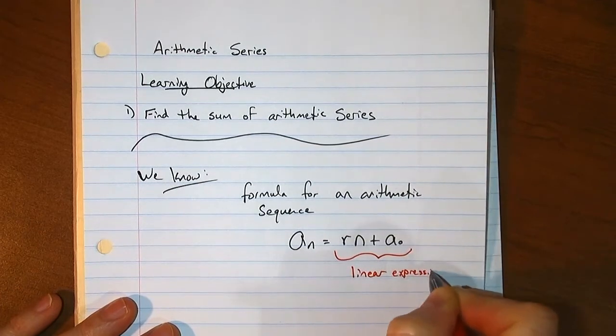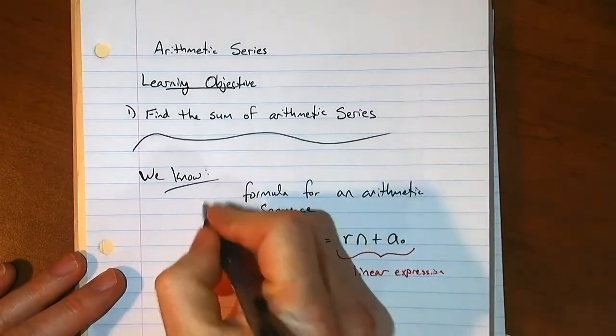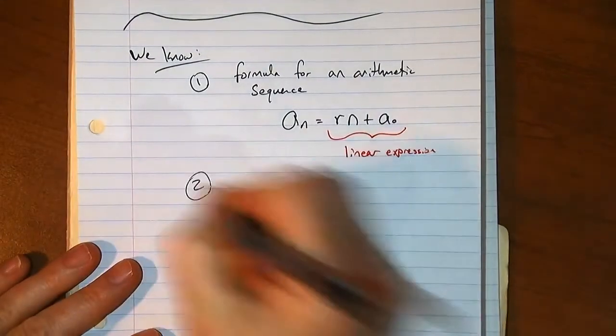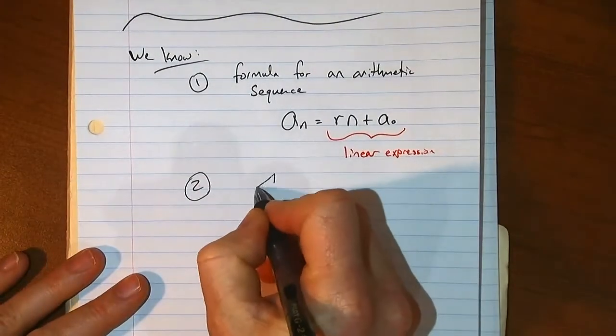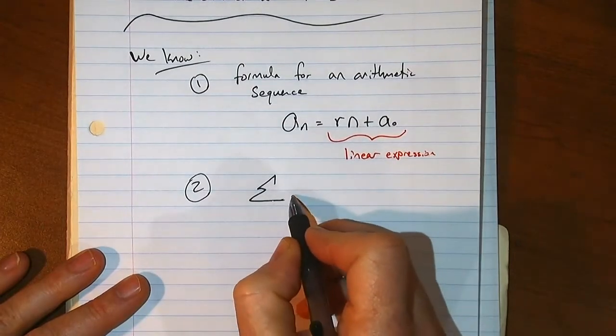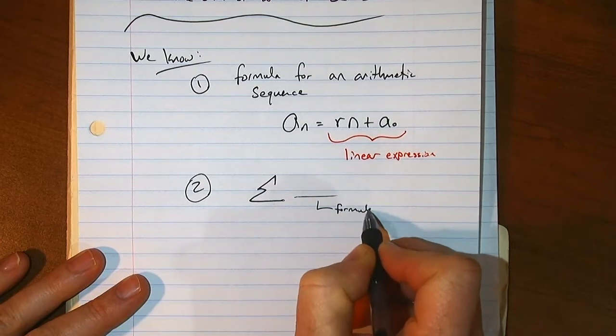Okay. Now, why is that important? Well, because of the second thing that we know. So this is the first thing that we know. The second thing that we know is we know in sigma notation, there's going to be a formula right here.